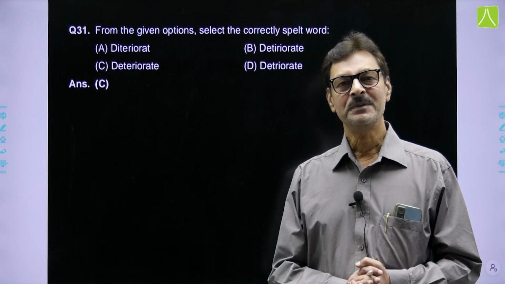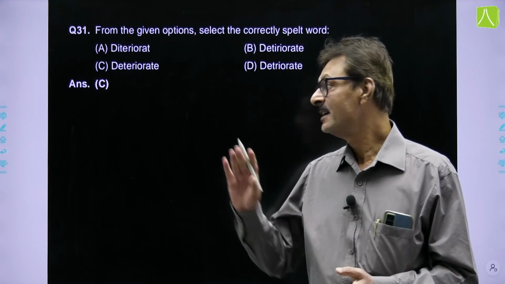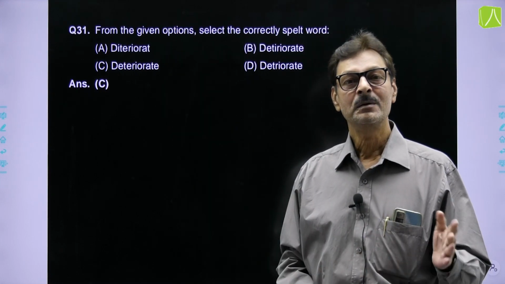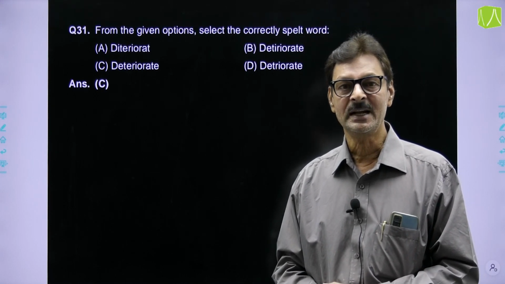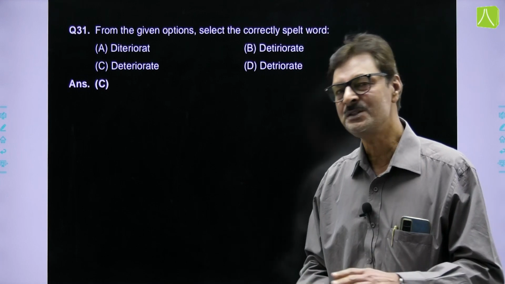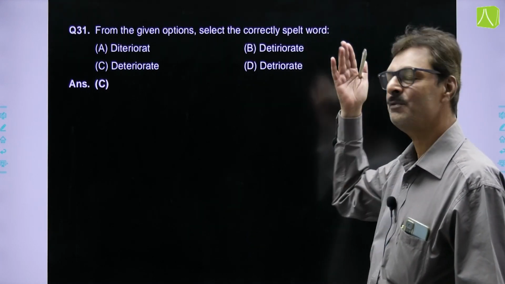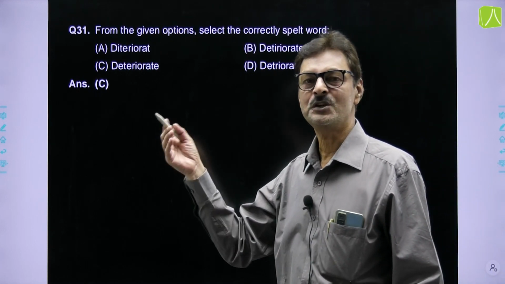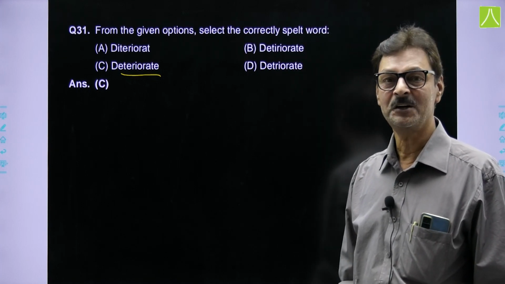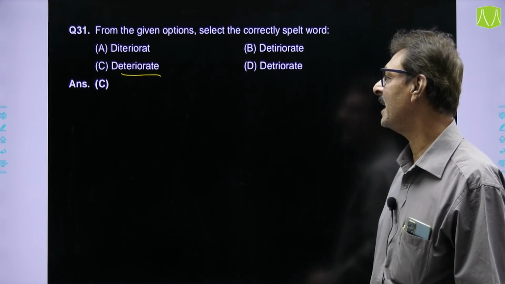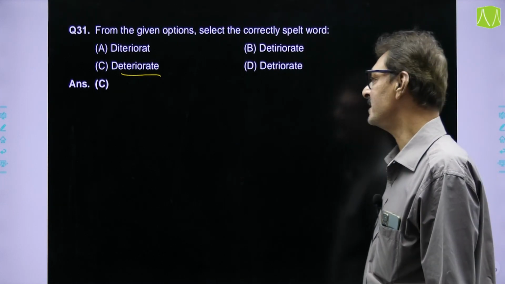One more set of easy questions, 4 spelling based questions, and a word has been put up in 4 different ways. You have to find which is the correct spelling, yes, and all these 4 words were very easy. The word is deteriorate, and just from the look of it, you can analyze that the correct spelling of deteriorate is DETERIORATE. The correct answer is option number C.